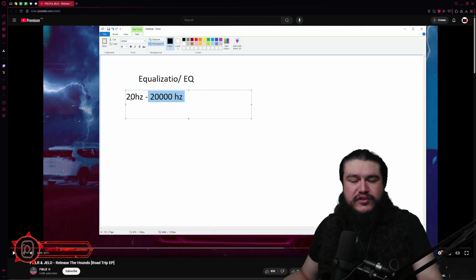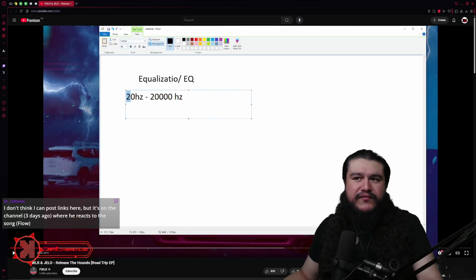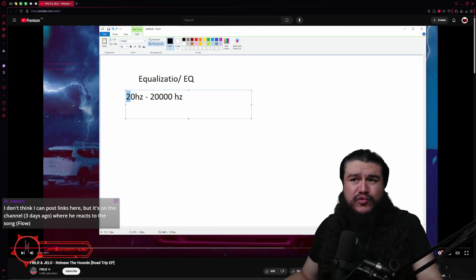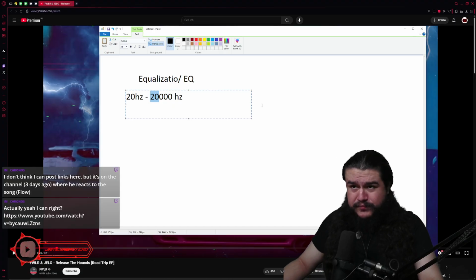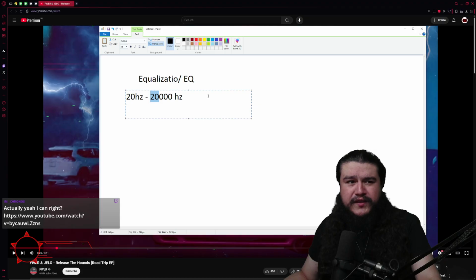As you grow older, this range will go away bit by bit. Most people will have a hearing range of about 30 or 40 hertz up to around 18 or 19,000 hertz, right? So we have, I think, frequencies per second or per millisecond, something like that.